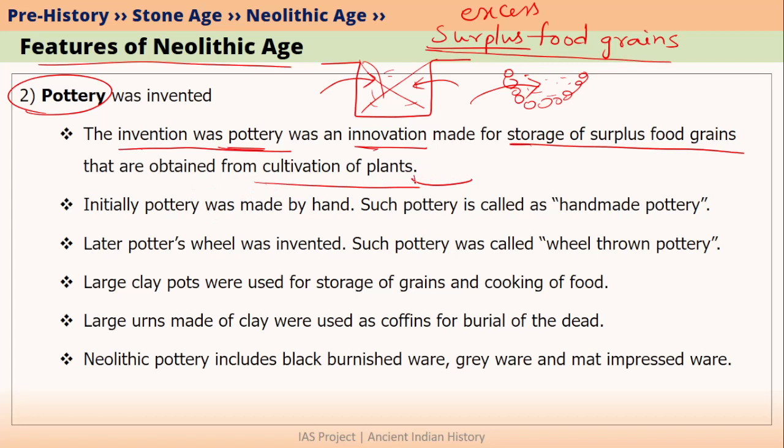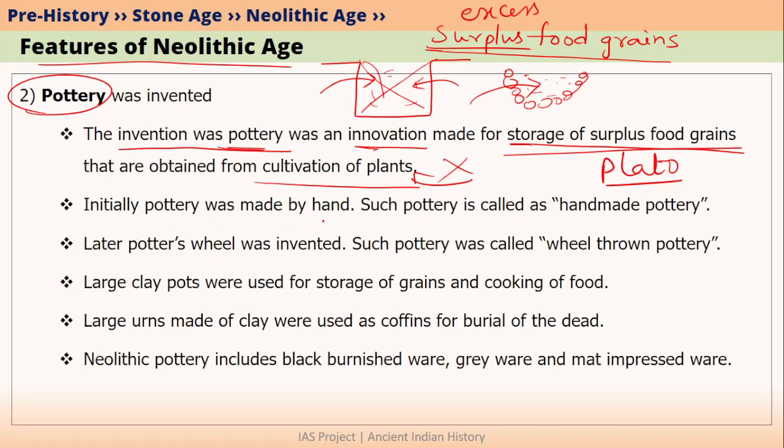Now, Mesolithic people and Paleolithic people did not do any cultivation of plants, so there was no need for pottery for them. But in the case of Neolithic Age, pottery became a necessity. That is why the Greek philosopher Plato said, necessity is the mother of all inventions. So pottery was basically an invention that came out of a necessity to store food grains that were produced by Neolithic Age people. This is the case in India.